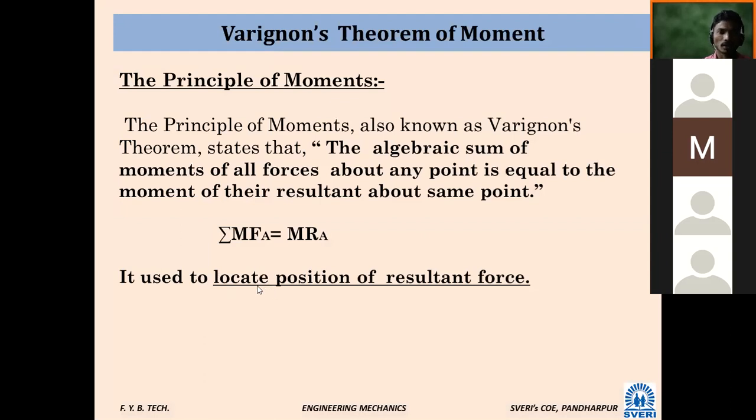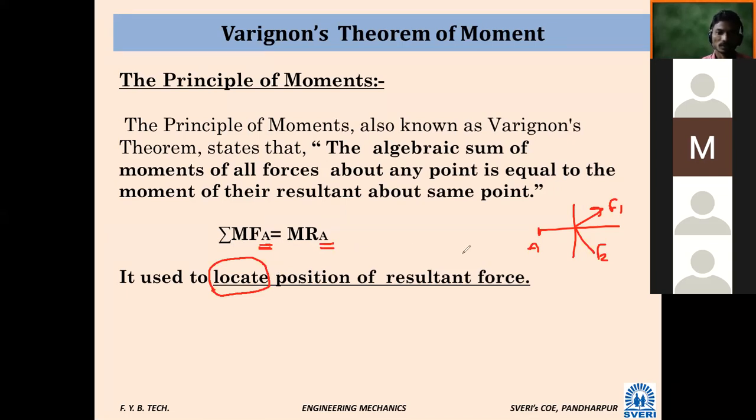So what is the simple formula for the Varignon theorem? Suppose in a particular system all forces are there, F1, something F3, and many more forces, and we are to calculate at A. The formula becomes: summation of M, moment, at point A. This indicates that we take moments with respect to point A. The use of this Varignon theorem is to locate the position of the resultant. That is the important part.